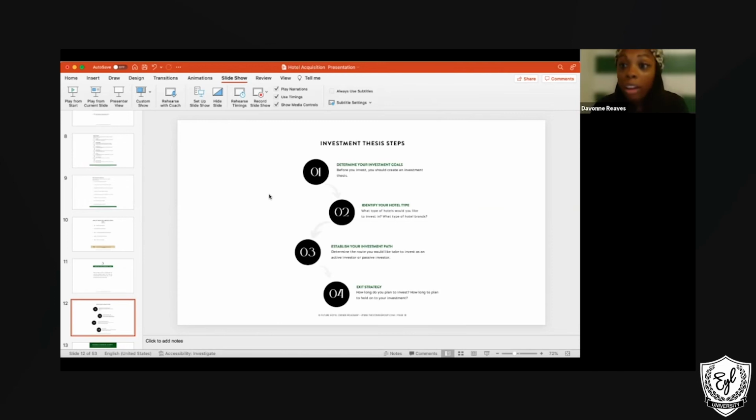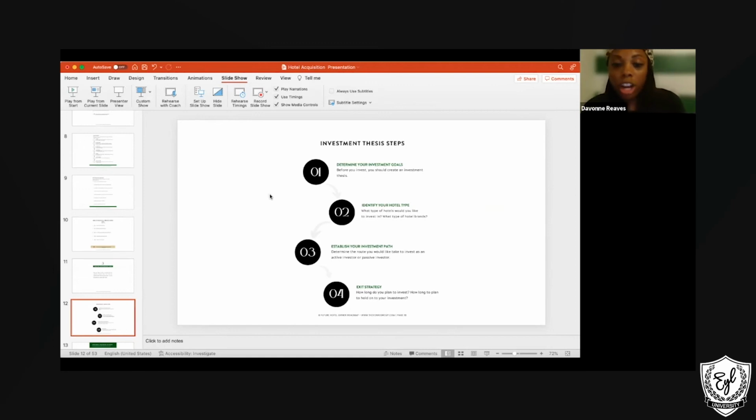Identify your hotel type. Okay. Do you want to invest in the Marriott? Do you want to invest in the Hilton? Do you want to invest in a Hyatt? Do you want to invest in an extended stay property? Do you want to invest in a select stay property, which we'll talk about in a few? But think about the different types of hotel and brands that you want to invest in. Establish your investment path, right? Which we just talked about. Do you want to do active or passive?